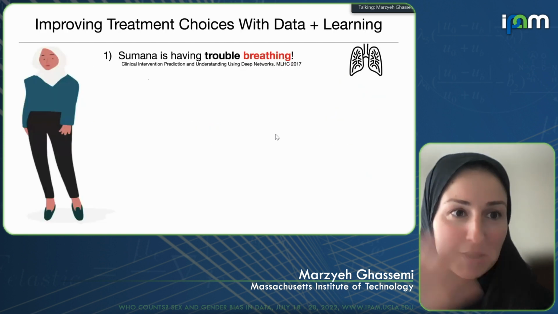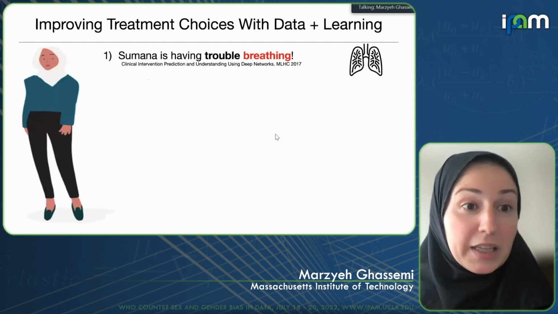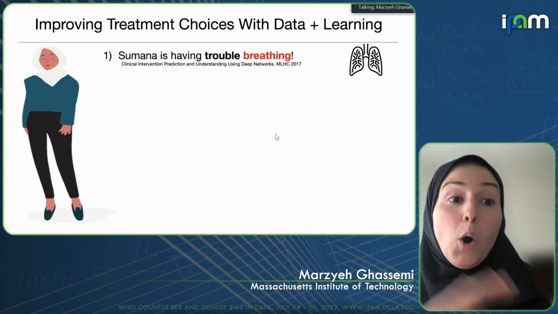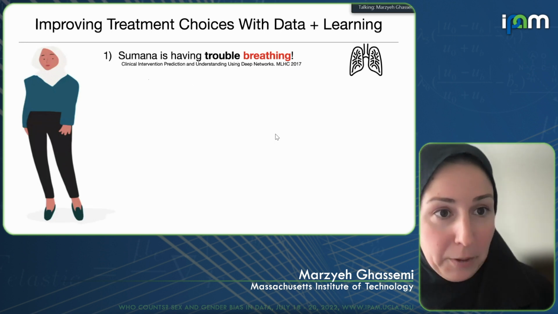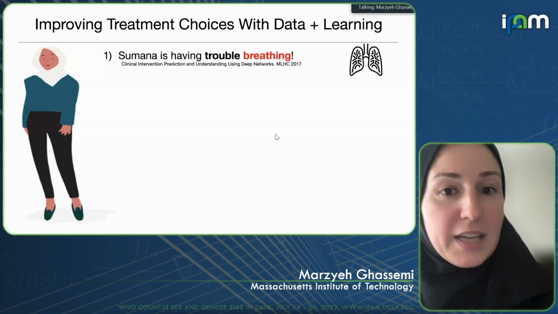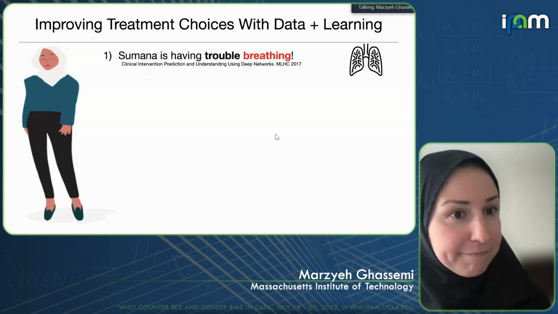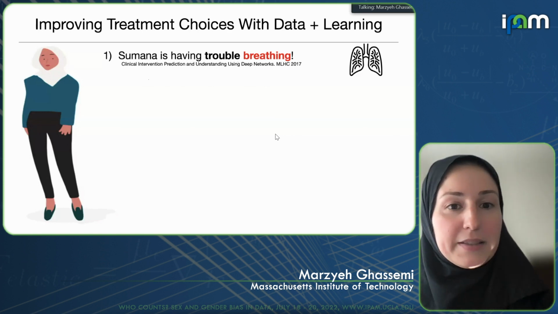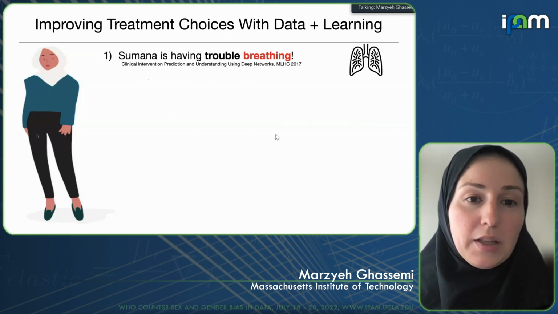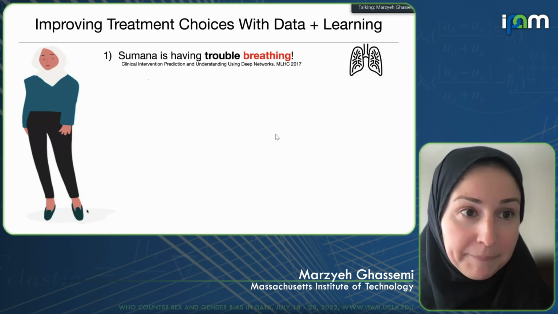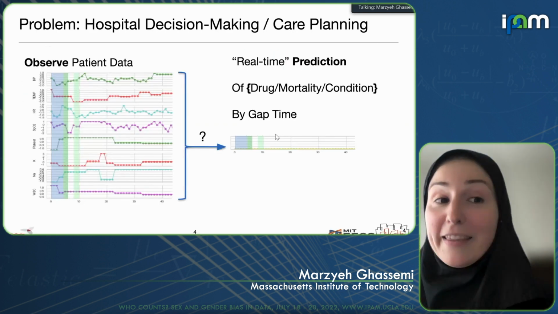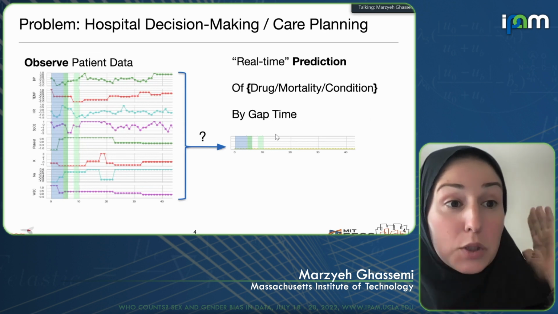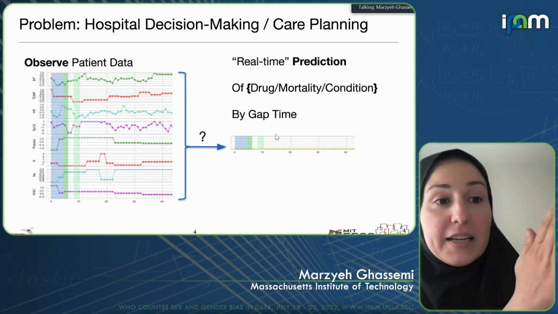So because this is a mixed group, I'm going to quickly go through the standard way that most of the machine learning for health papers, I would say a vast majority, tend to be done. And I'll use one of my papers briefly as an example and then give you some highlights of others. Let's say that there's a patient like Sumana and she's having trouble breathing. The way that these are usually set up as a standard in the machine learning for health community is we observe some patient data as a time series.